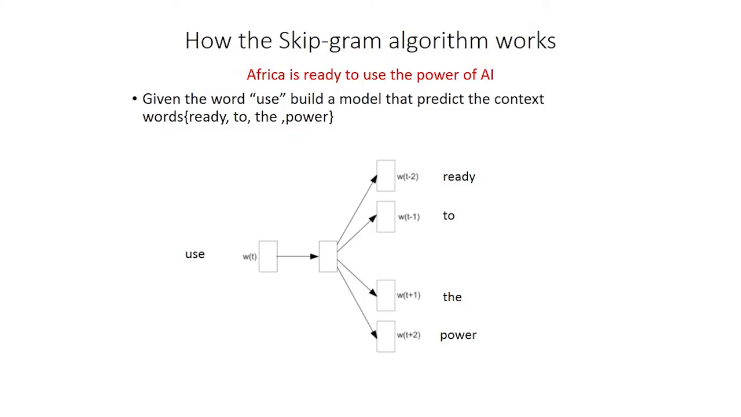The skip gram does the opposite of what the continuous bag of words does. So instead of saying, given the context, try and predict the target word, we're saying, given the target word, try and predict the context. So it's another way of looking at it. So you've got the word "use" as the target word, and you want to predict the words "ready to", "the", and "power". You're just vice versing what we have on the continuous bag of words: given the target word, we try and predict the context that appears around the word.